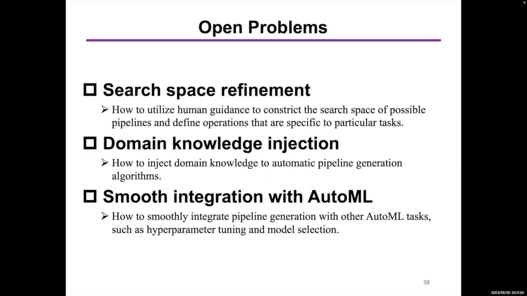The second open problem is domain knowledge injection. We need to study how to inject domain knowledge into automatic pipeline generation algorithms. The third one is smooth integration with AutoML. We need to study how to smoothly integrate pipeline generation with other AutoML tasks, such as hyperparameter tuning and model selection. Okay, this is a high-level overview of this part of our tutorial. Thank you.